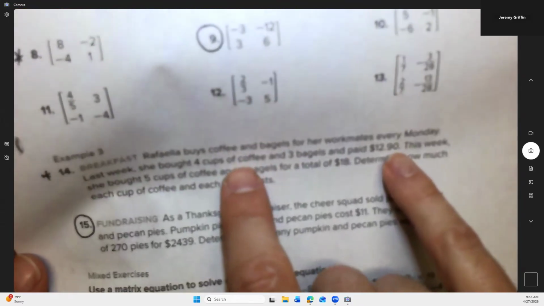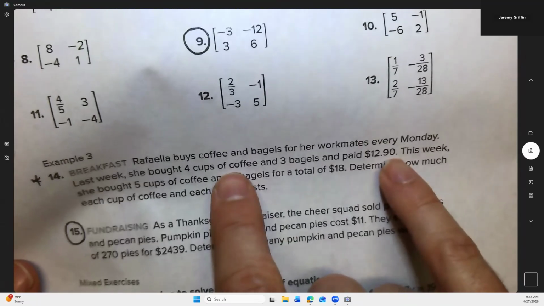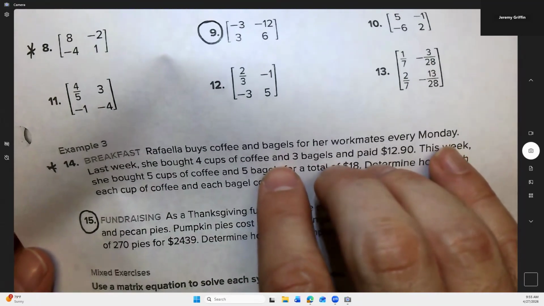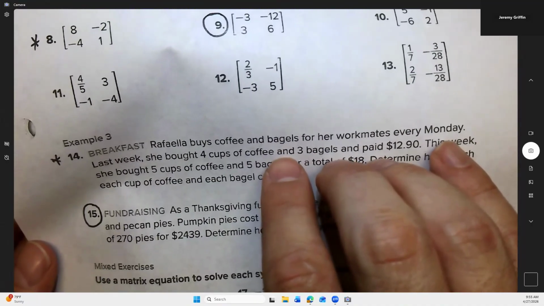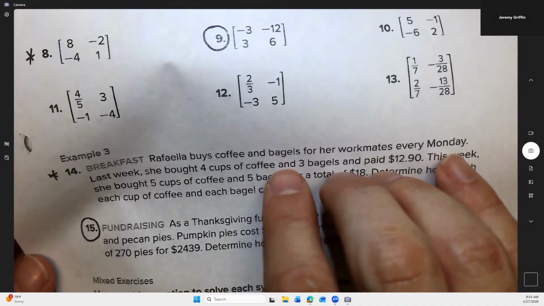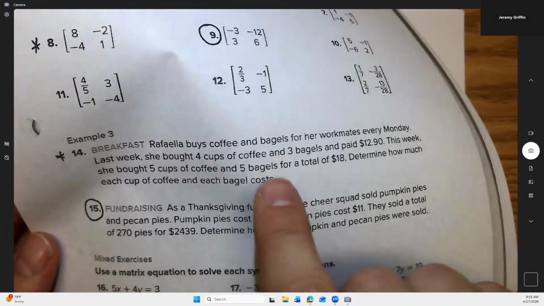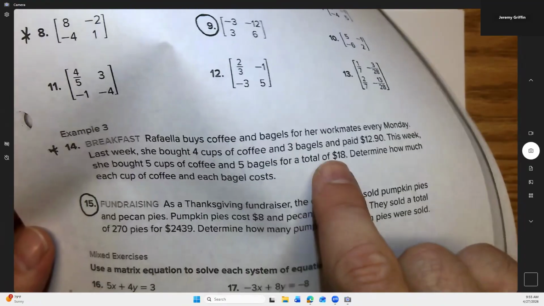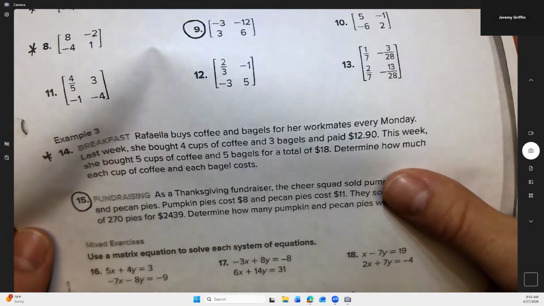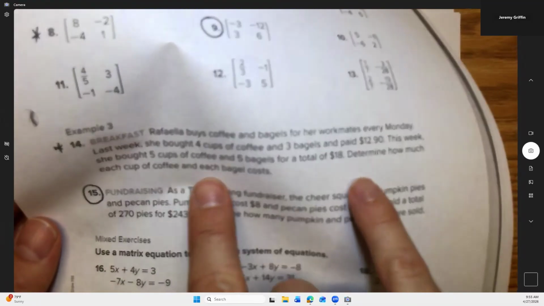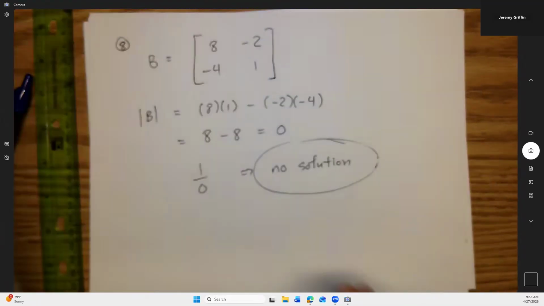Now, pause right here because you can kind of get where this is going. Guys, at this point, if all you have is that first sentence, do you know how much coffee costs or how much bagel costs? Not really. It's very ambiguous. Okay. This week, she bought a different number of cups of coffee and a different number of bagels and paid a different total amount. And I think at this point, we could solve it. And that's the question: how much does a cup of coffee cost and how much does the bagel cost?